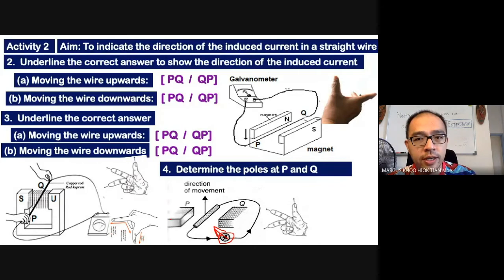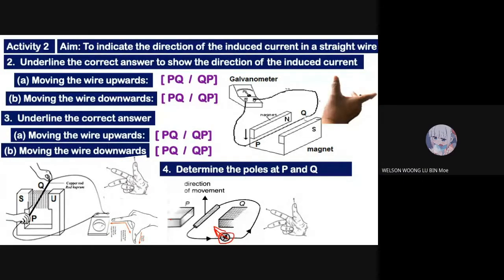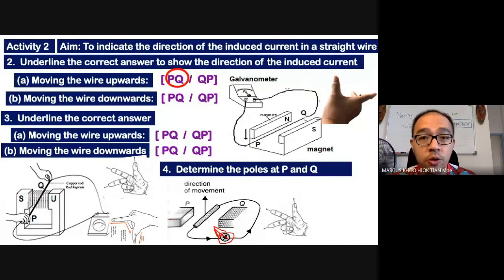Let's start with situation number one over here. The good thing is this guy has shown you the hand position, which is so weird. Okay, Wilson, can we start with you, please? What is the answer for 2A? PQ or QP? PQ. Okay, it will be PQ.